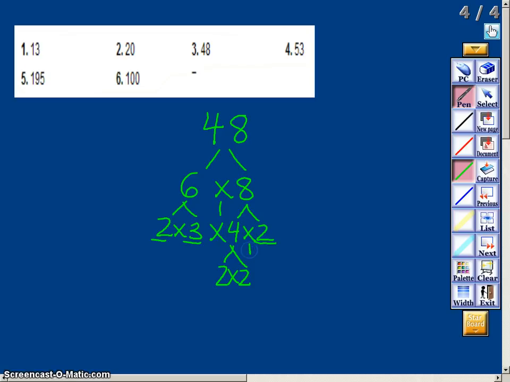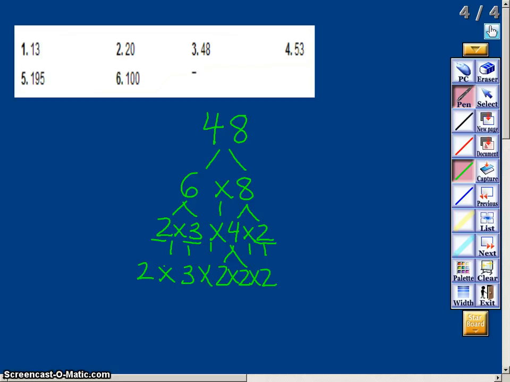Then we're going to drop down our multiplication sign. Then we're going to just drop down all of our prime numbers. Drop down this multiplication sign. Drop down the number 3. Drop down another multiplication sign. And drop down the number 2. Okay, so now I have 2 times 3 times 2 times 2 times 2. And that is the list of all of the prime factors for the number 48.